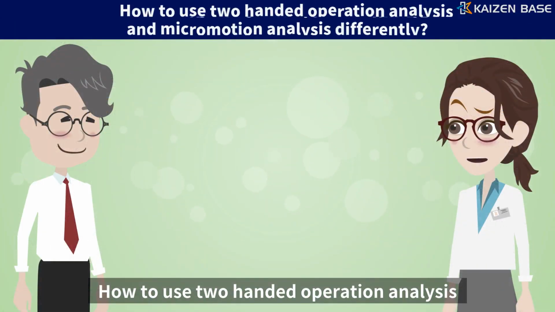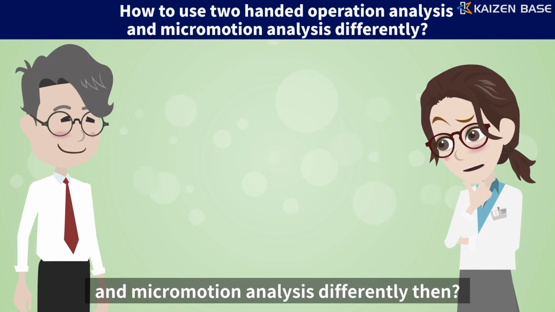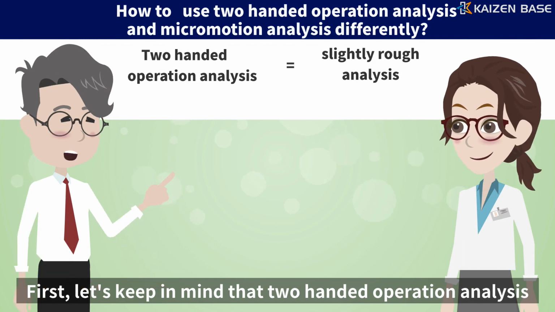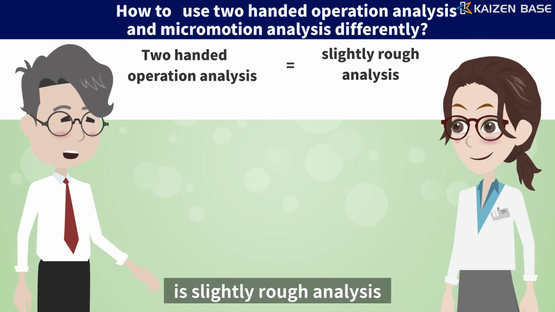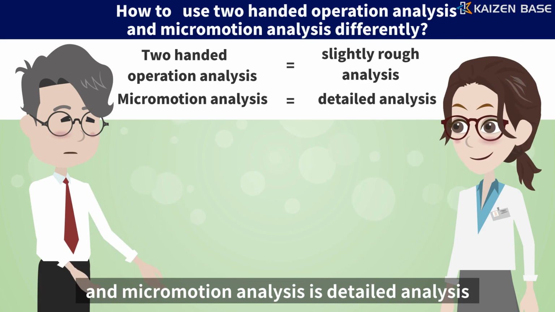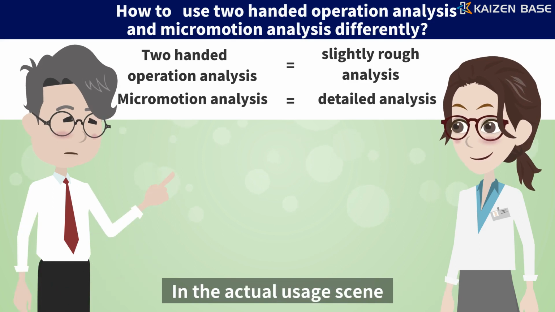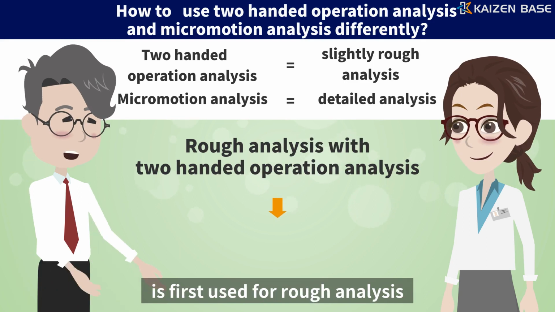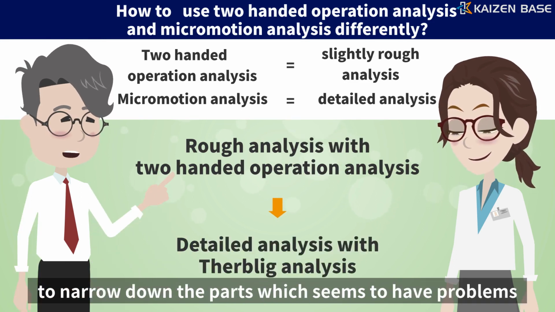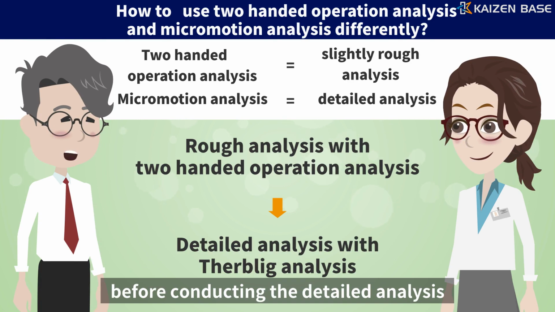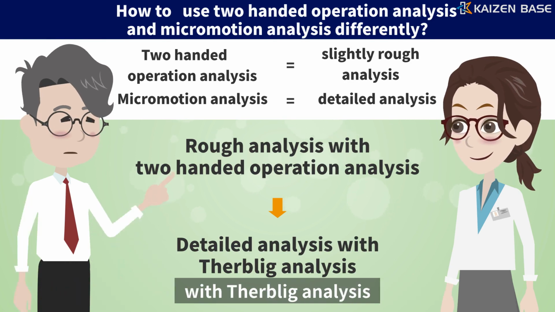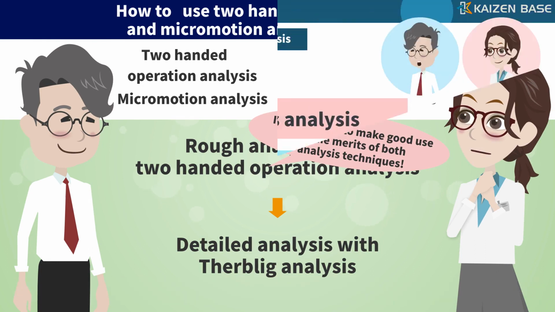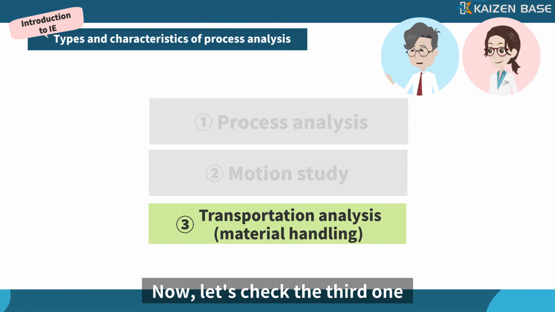How to use two-handed operation analysis and micromotion analysis differently then? First, let's keep in mind that two-handed operation analysis is slightly rough analysis and micromotion analysis is detailed analysis. In the actual usage scene, two-handed operation analysis is first used for rough analysis to narrow down the parts which seems to have problems before conducting the detailed analysis with third-leg analysis. It is effective to make good use of the merits of both analysis techniques. Now, let's check the third one.